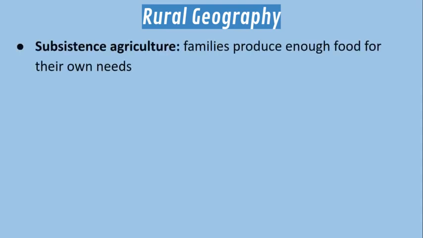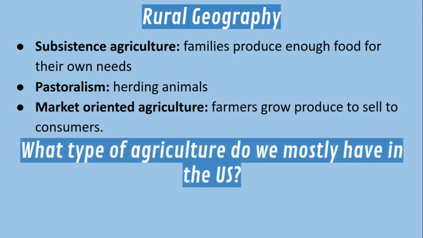Rural geography. There's a few different types of agriculture that we will talk about several times depending on what different areas have. So subsistence agriculture is where families produce enough food for their own needs. So they are subsisting, they are continuing to sustain what they need to survive. Pastoralism is simply that you're herding animals, and herding is farming, domesticating animals. Market-oriented agriculture is where farmers are going to grow produce that they sell to consumers.